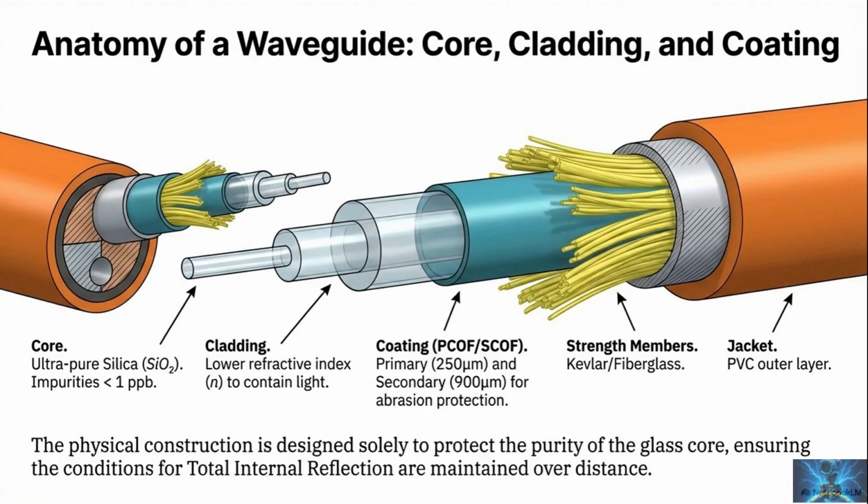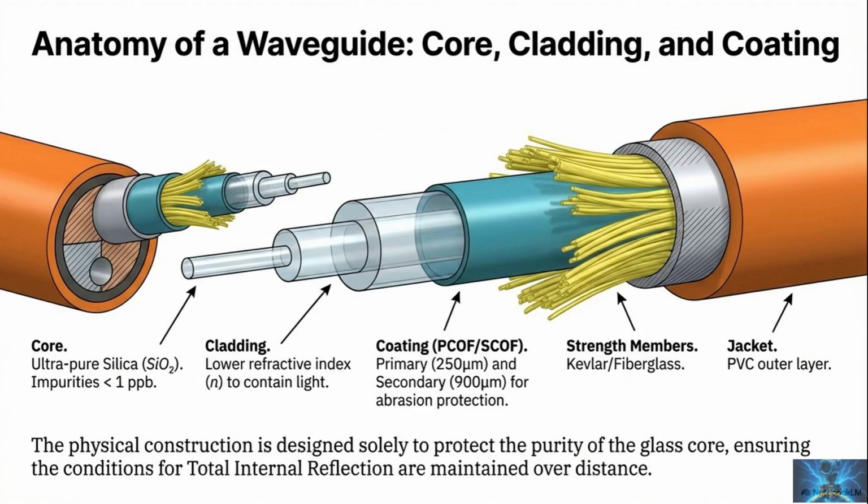Anatomy of a waveguide: core, cladding, and coating. A fiber is built like a protected treasure. The treasure is the glass core. It is ultra-pure silica with extremely low impurities because impurities cause loss. Around the core is the cladding, engineered with a slightly lower refractive index, so total internal reflection keeps happening over long distances. Then you have coatings, strength members, and a jacket.